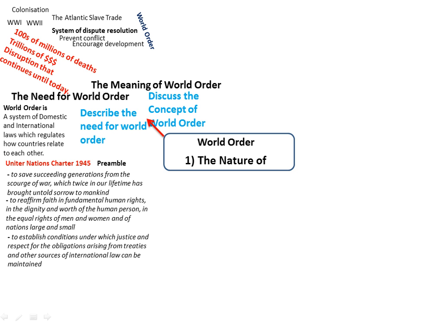Thirdly, to establish conditions under which justice and respect for obligations arising from treaties can be maintained. That's saying that the international law that countries sign, or the treaties that countries sign, should be respected and upheld. It's about ensuring that under this system, if a country signs something, we want them to stick to it. We want countries to be predictable and reliable in their actions. We can't just let countries sign and disregard. And so that's another main goal of the current world order system.